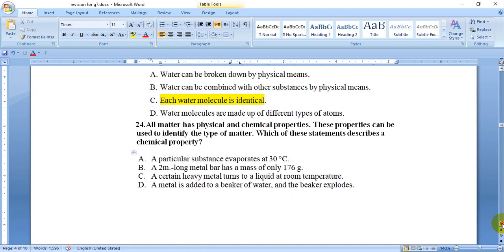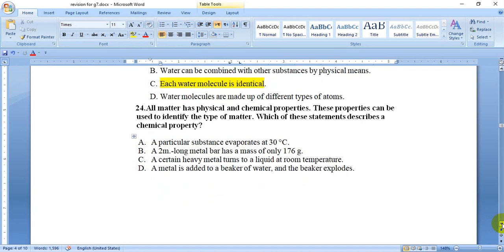Question 24. All matter has physical and chemical properties. These properties can be used to identify the type of matter. Which of these statements describes a chemical property? As we said before, physical properties don't change the identity of the substance. The physical properties can be observed, like color, like shape, like texture, like melting point, boiling point, conductivity, malleability. All of them are physical properties.